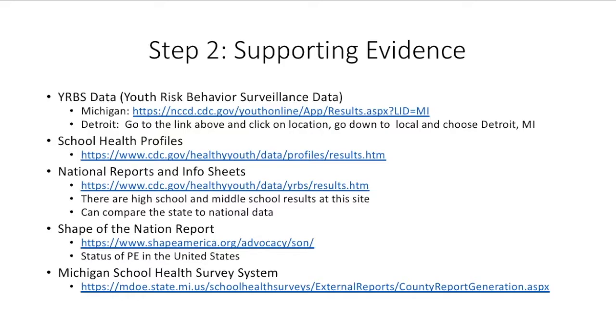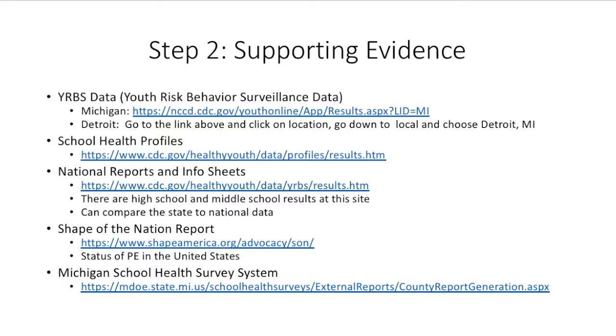I gave you some websites of where you might be able to find some specific data in relation to Michigan. So the YRBS is called the Youth Risk Behavior Surveillance Data, and that's specifically for high school. So what you can do is you can click on the link, and then you can get Michigan-specific data, or you can get Detroit-specific data. And this is really looking at high schoolers, and there's data on everything that you can think of about health and physical activity of students.